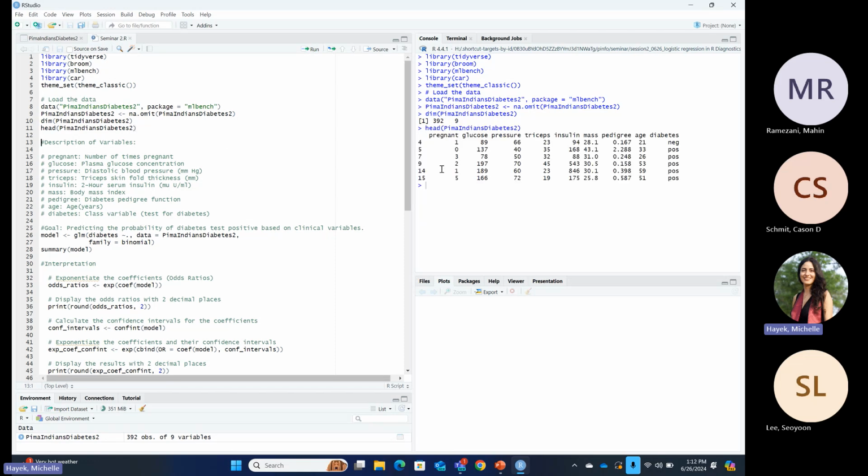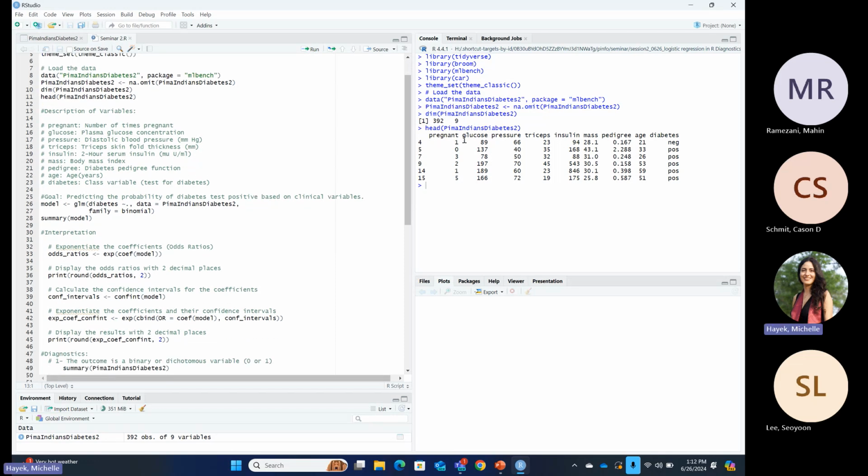And we can see a brief description of what it represents. So the pregnant variable represents the number of times the female was pregnant. Glucose is the plasma glucose concentration. Pressure is the diastolic blood pressure. Triceps is the skin fold thickness. Insulin is the 2-hour serum insulin. Mass is the body mass index. Then we have the diabetes pedigree function, the age in years, and the class variable for diabetes, negative or positive.